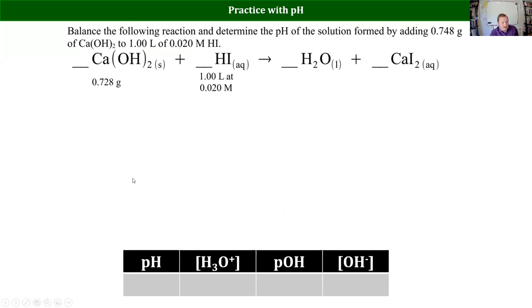See if you can get to pH and pOH for this. And then after that, I'll work through that so you can check your answers. Then we'll talk about how you can turn a concentration or a pH into a concentration or vice versa. So you're looking for excess reactant, balance it, look for excess reactant, and use that to fill in pH or pOH.